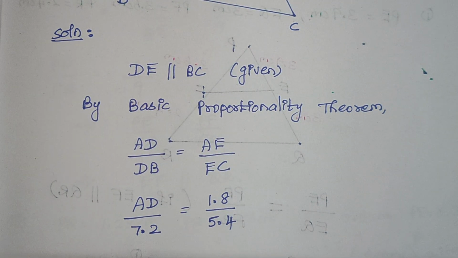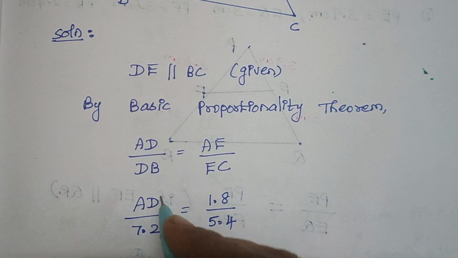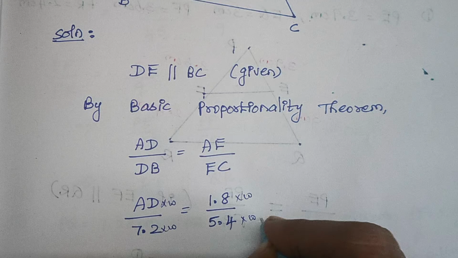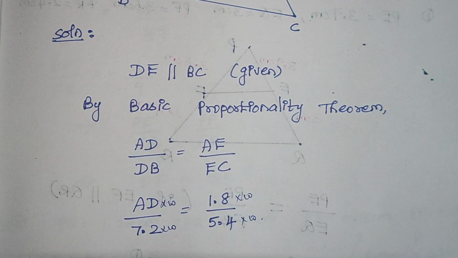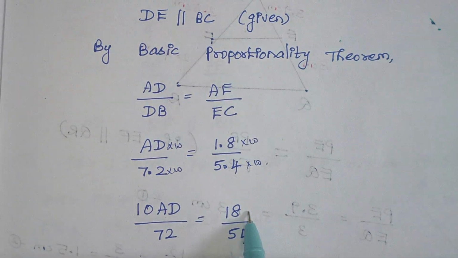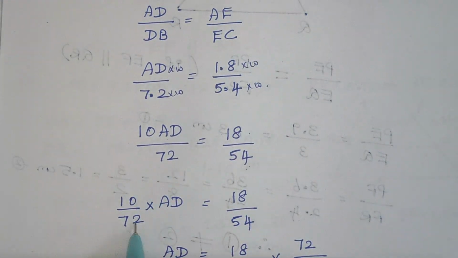When you look carefully, you see all the values have decimal points. So in order to remove the decimal points, I am multiplying by 10 on both the numerator and the denominator. This will make our calculation simpler, and that's the reason why I am removing the decimal points. So 10 AD by 72 is equal to 18 by 54. Now I am going to find my AD. I am splitting and writing 10 by 72 into AD is equal to 18 by 54.